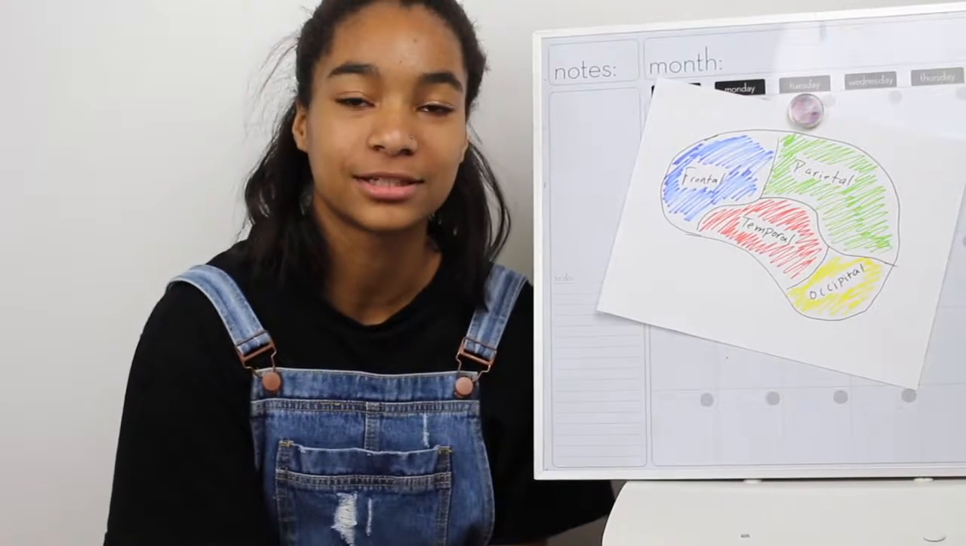The temporal lobe is an auditory processor, which is where Wernicke's area comes in. Wernicke's area is a specific part of the brain that processes to understand speech.